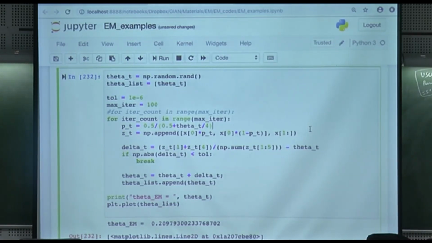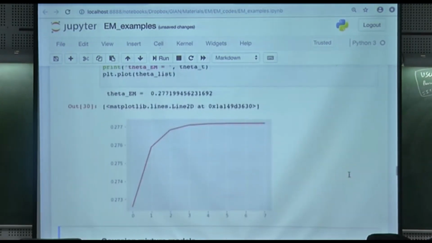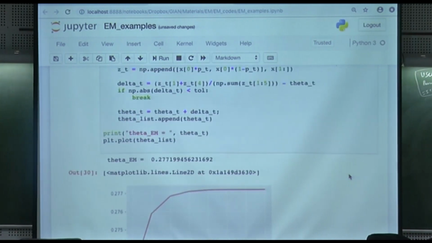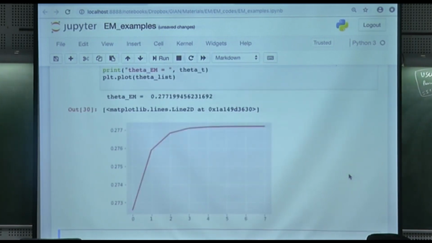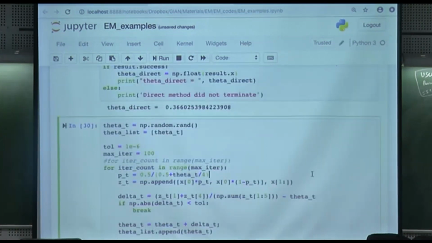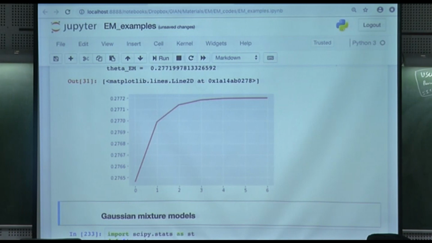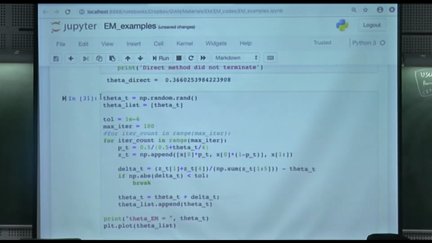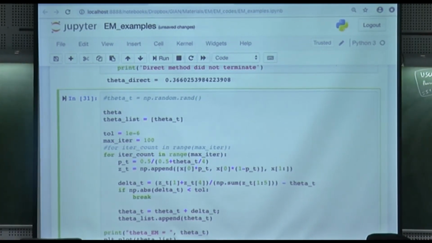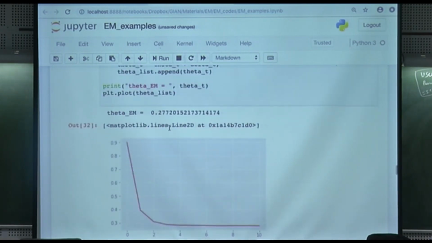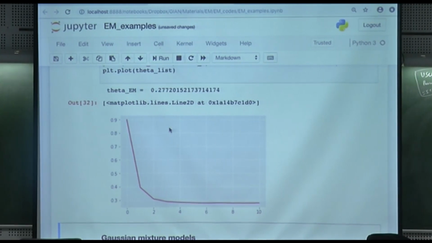So if we run this, this is what happens. The EM likelihood turns out to be 0.2771, and in this case it turns out that this is closer than the direct one, and this is what happens to how the theta evolves over time. So theta list is being there, and now if we run this again, you'll end up getting a slightly different one. Let me change this and start it off from some quantity which is annoyingly far away. So let's say theta t equals 0.9. Now it starts from 0.9 and it still converges pretty much there.